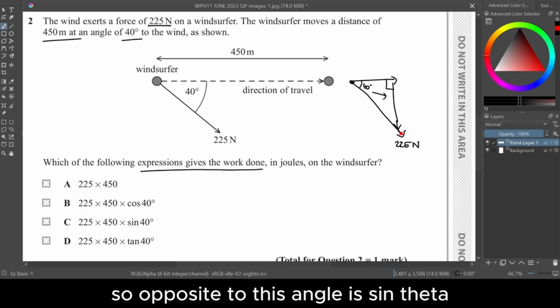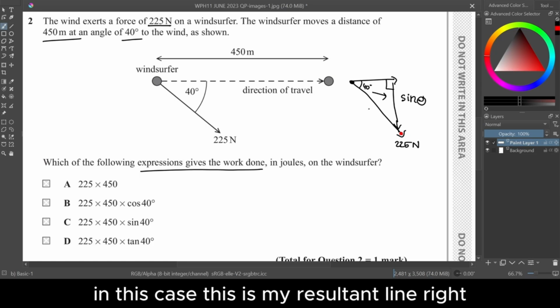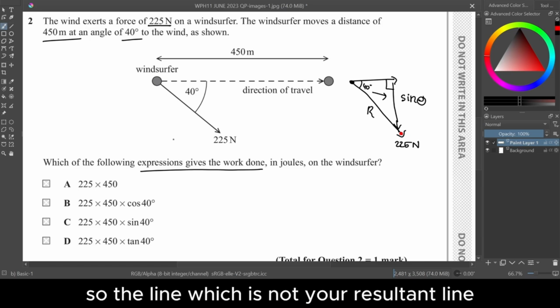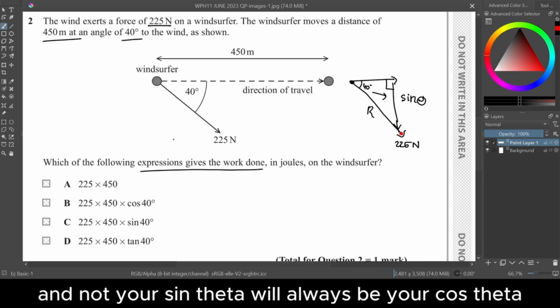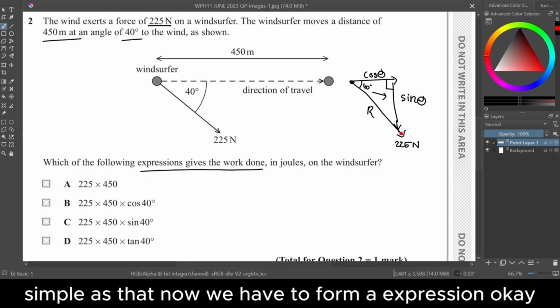So opposite to this angle is sine theta, and the one which is not your resultant line, in this case, this is my resultant line, right? This is 225. This was my resultant line. So the line which is not your resultant line and not your sine theta will always be your cos theta. Okay, simple as that. Now we have to form an expression.